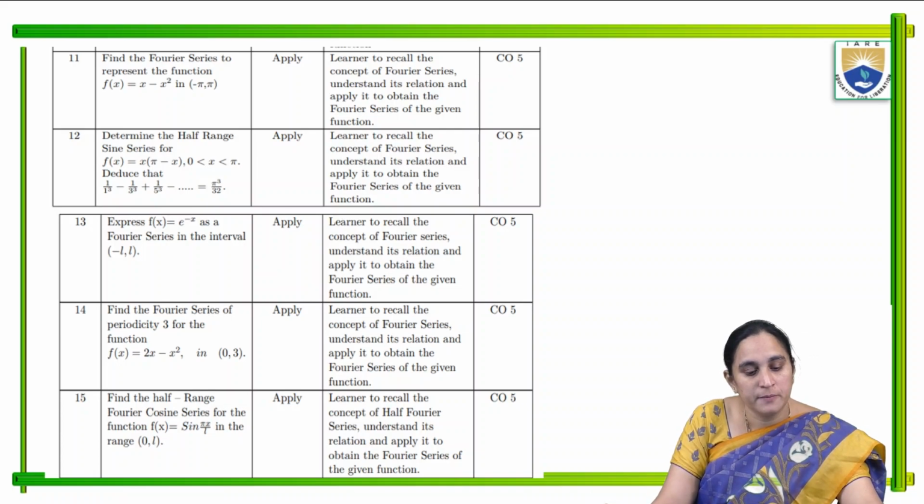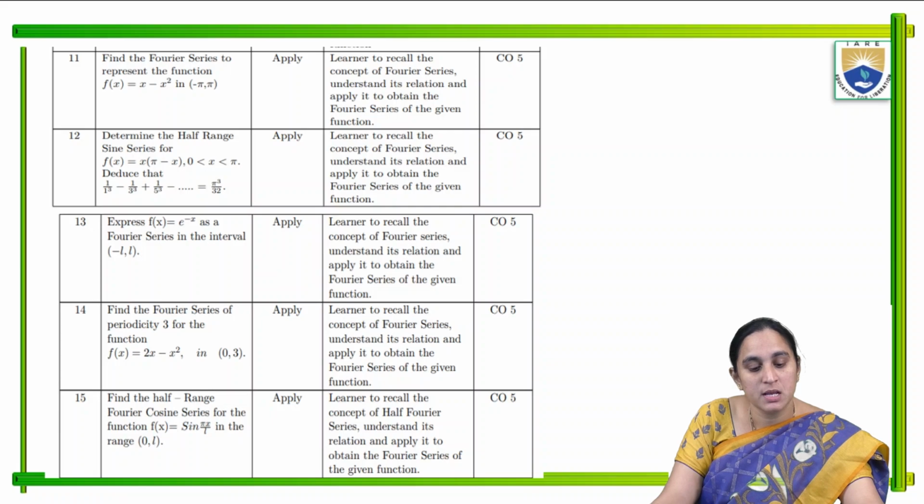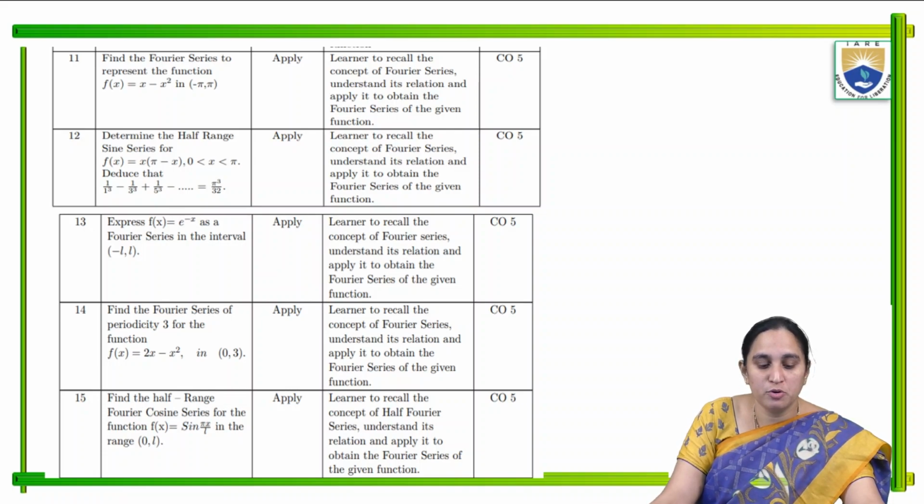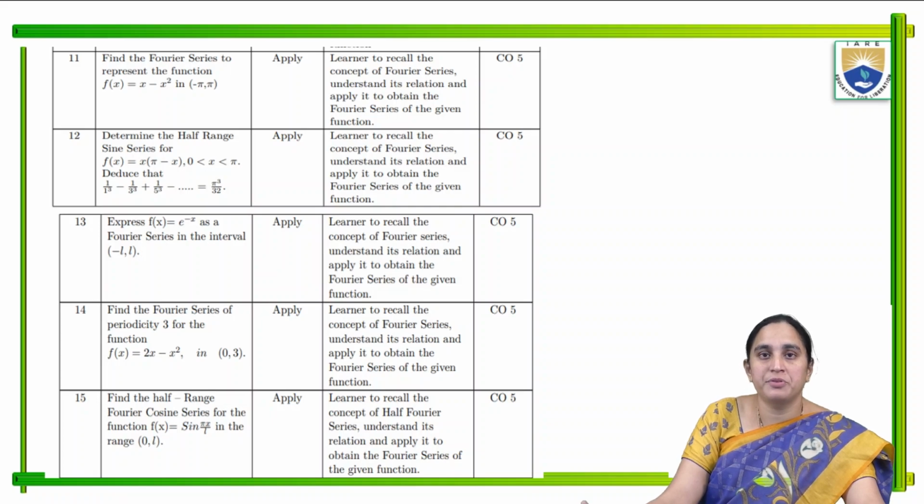Okay, and next determine the half range sine series for the function f of x is equal to x into pi minus x within the limit 0 less than x less than pi. Deduce that 1 by 1 cube minus 1 by 3 cube plus 1 by 5 cube and so on is equal to pi cube by 32. Okay, for that, here the function is x into pi minus x. Okay, here the half range sine series. Okay, directly given half range sine. Okay, for that, first of all, find out the half range sine series, and after that, we have to deduce the following.